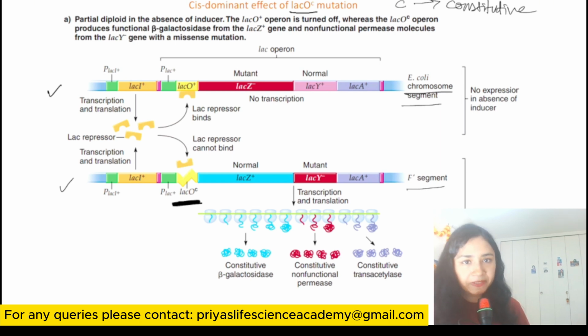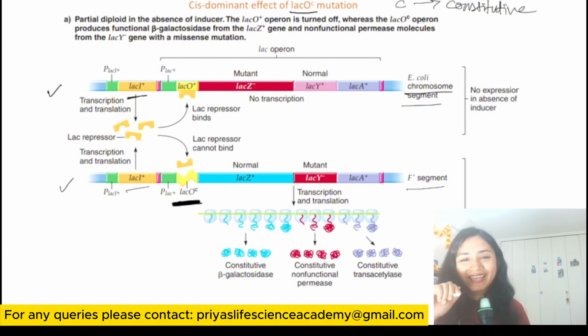So what will happen? First of all, we have to check the condition of the inhibitor gene. In both cases, you can see lacI plus, which is the wild type. You know that from I plus, functional repressors will be made, and they can function very nicely. So from each of the chromosomes, functional Lac repressors are made.